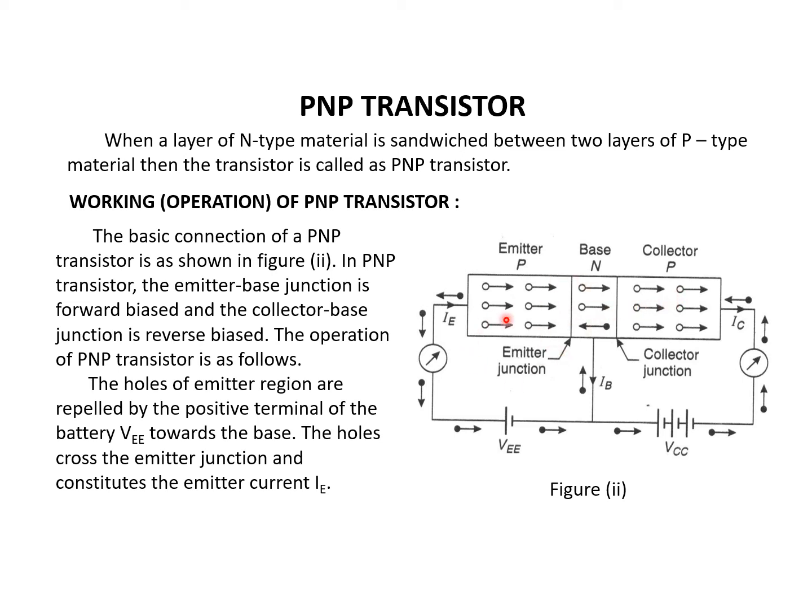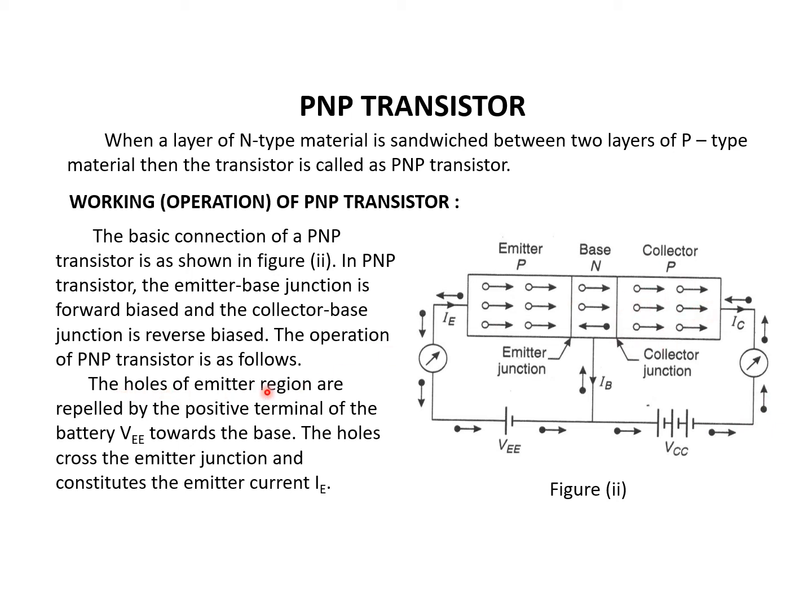Now here the positive terminal of the battery is connected to P-type. Hence, this emitter diode is forward biased. Here, the negative terminal of the battery is connected to P-type, that is, collector diode is reverse biased.